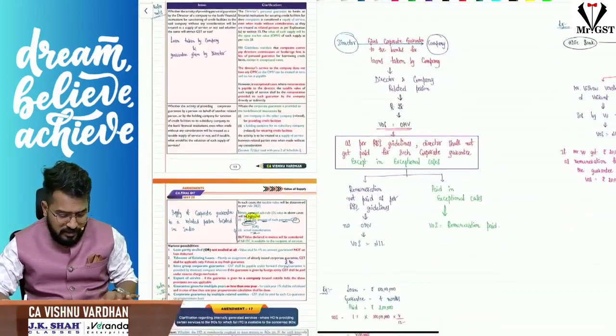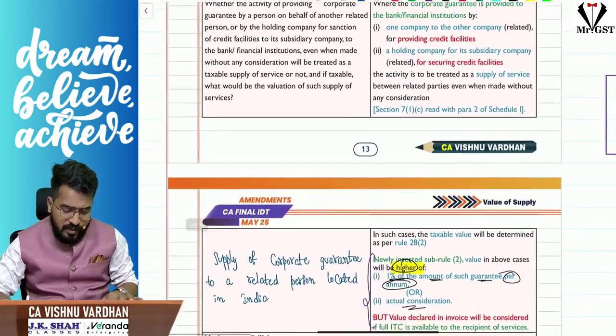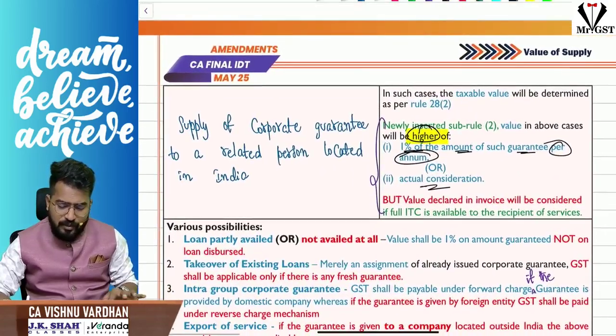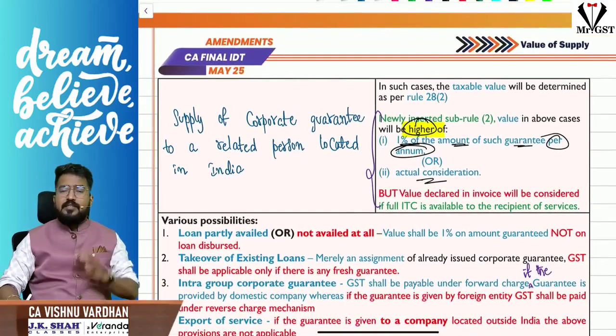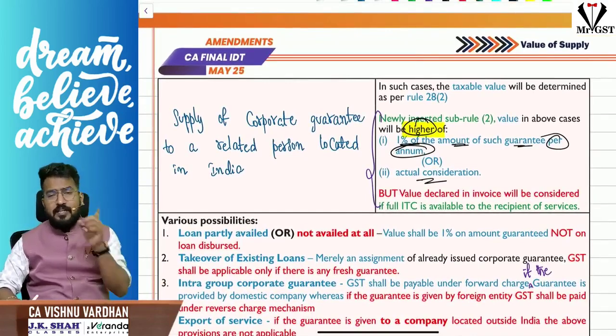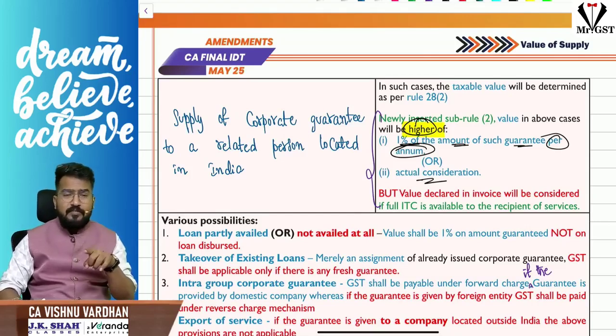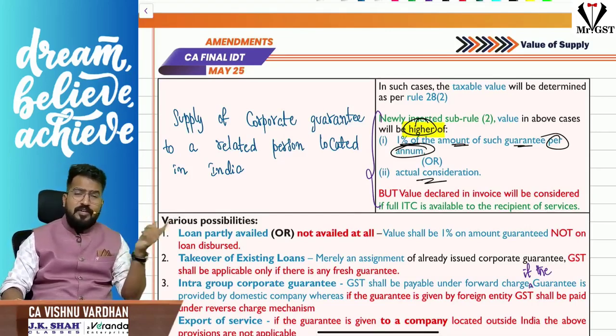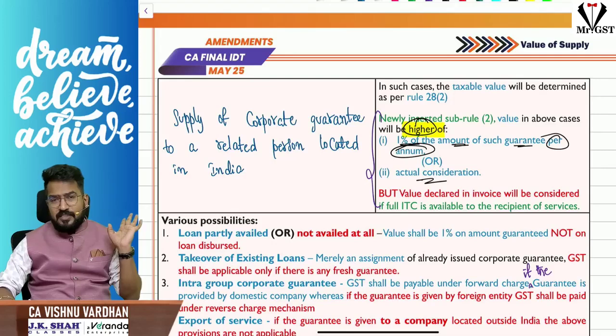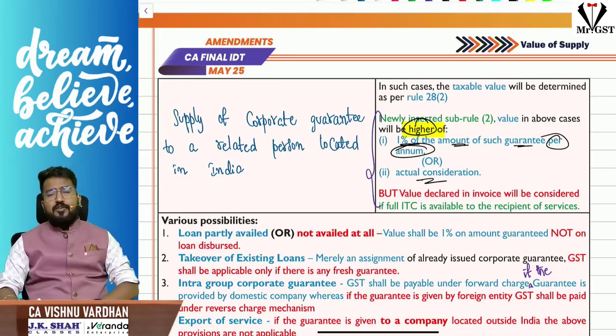The next part is, sir, if a company is giving a guarantee to another company which is a related person. In such cases, please understand, the guarantee is to be given to a company located in India. The company should be located in India, only then this applies. If the company is located outside India and you are giving a guarantee, then this will not come into the picture. Now, what is the value of supply?